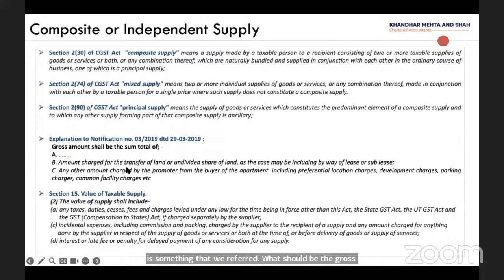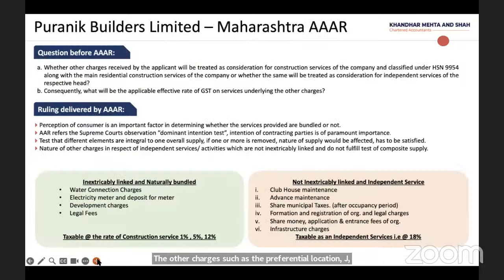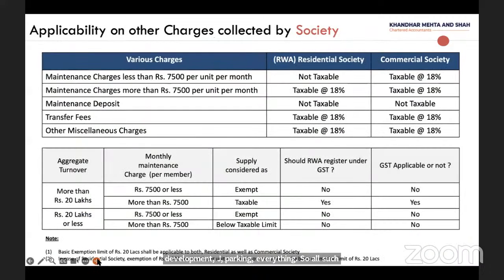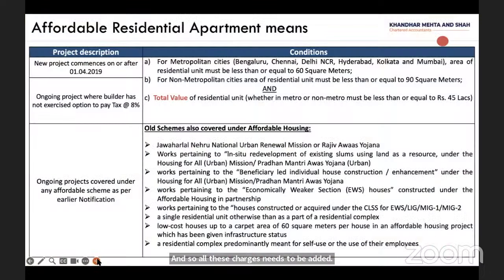The amount of total charge, so inclusive of that undivided share of land plus the construction services plus the other charges such as the preferential location charges, development charges, parking charge, everything. So all such charges need to be added, arriving at the amount of 45 lakhs to say that this is an affordable house, and accordingly 1% will be applicable. And this was also clarified by one of the FAQs that were issued specifically for the real estate industry.